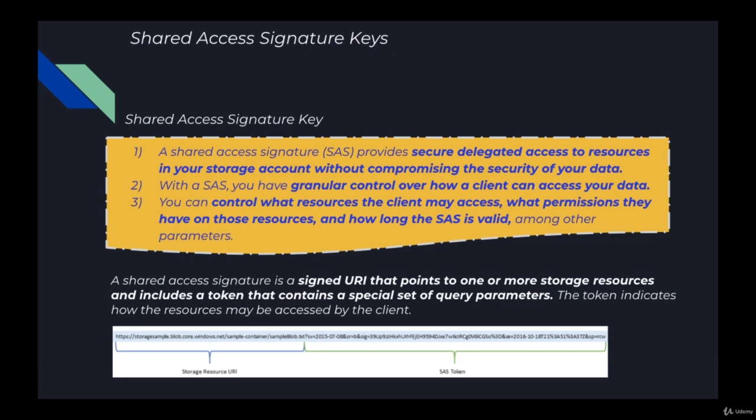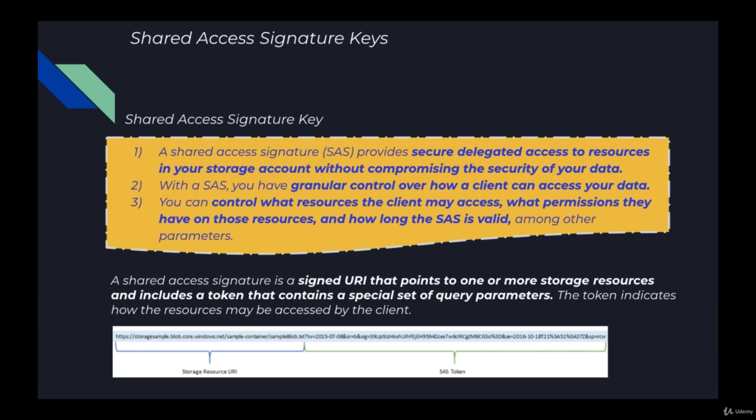You can control what type of resources the client may access and what permissions they have. For example, whether they are able to create or write tables within the table storage, or create blobs within the blob storage, or whether they have access to list blobs only. All those accesses we can control with the help of shared access signature keys, which we were not able to do with the storage account keys. There are different types of shared access signatures we'll study, but let's first try to understand the shared access signature key in a bit more detail.